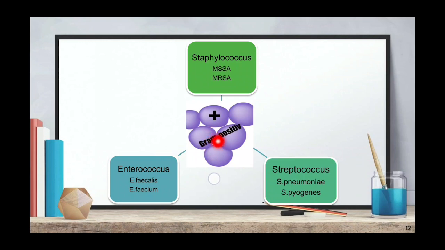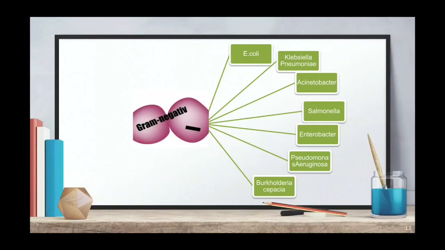Gram-positive cocci contain three major groups. Staphylococcus, in which MSSA and MRSA. In the enterococcus group, Enterococcus faecalis and Enterococcus faecium. In the streptococcus group, Streptococcus pneumoniae and Streptococcus pyogenes. The gram-negative bacilli group contains E. coli, Klebsiella pneumoniae, Acinetobacter, Salmonella, Enterobacter, Burkholderia, and Pseudomonas.